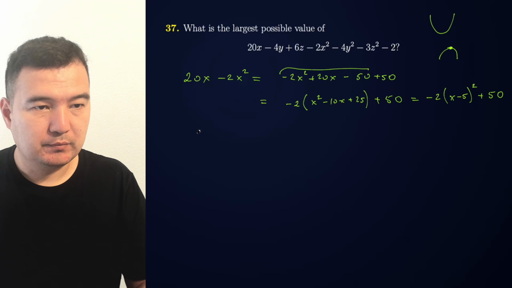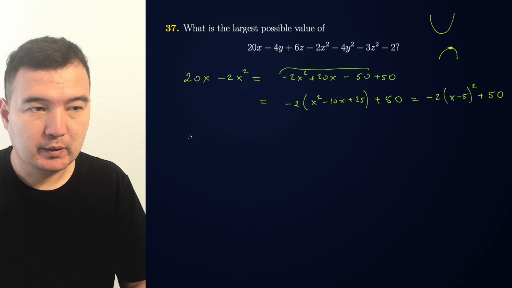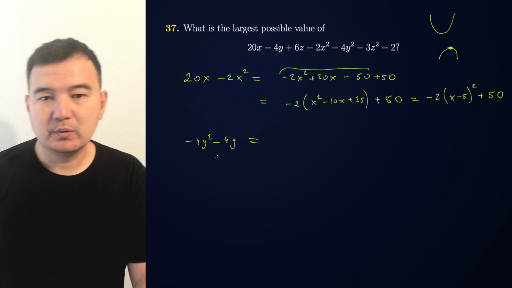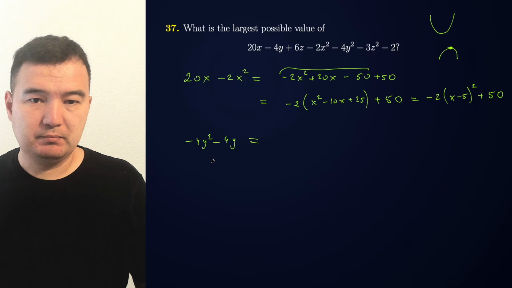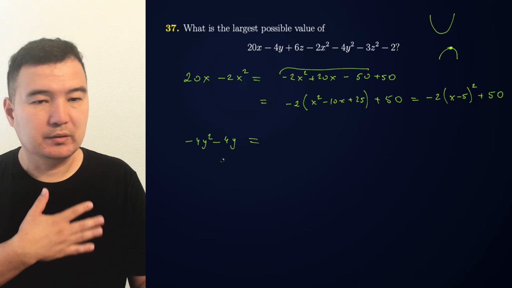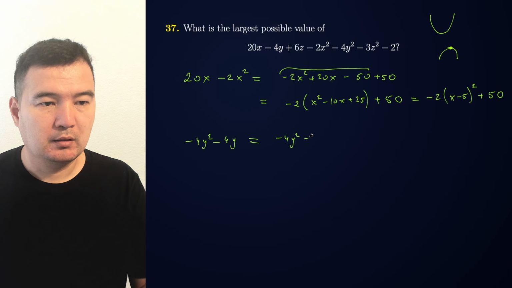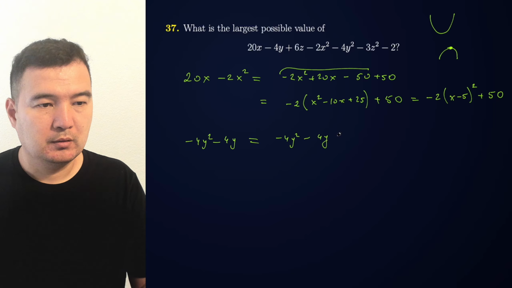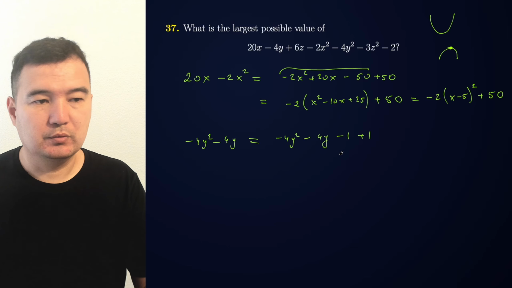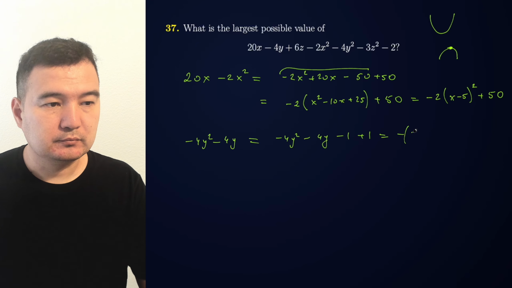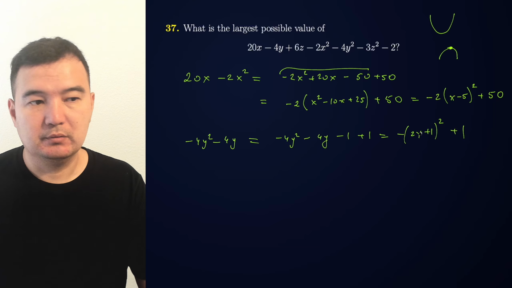Okay, so we have a complete square here. This is helpful, so let's do the same thing for y and z. Minus 4y squared minus 4y. For this one, I can just add 1. You could add some other number, but 1 is good. Actually, 1 is the way here, I guess. So if you do plus 1 minus 1, this is going to be minus (2y plus 1) squared plus 1.